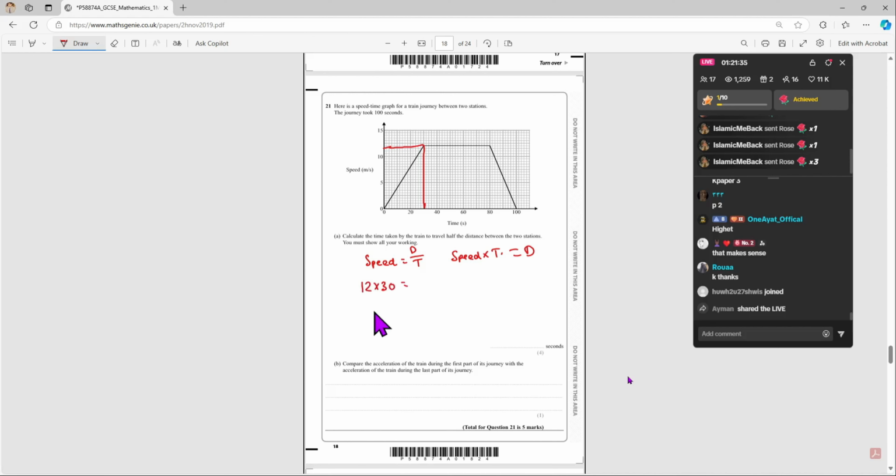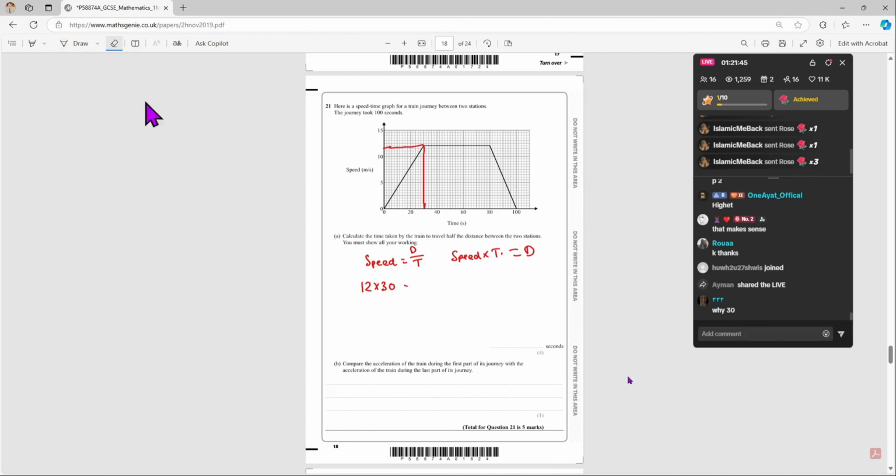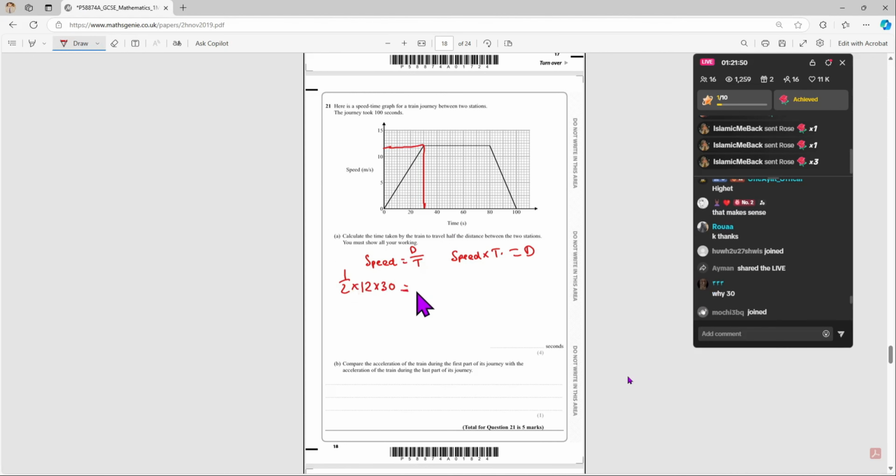Going to be equal to 360. And remember, I have to divide it by 2 because I have to travel half the distance between 2 points. It's going to be divided by 2, it's going to be 180. So we have to divide by 2 as well. It's going to be a half times 12 times 30 is equal to 180.